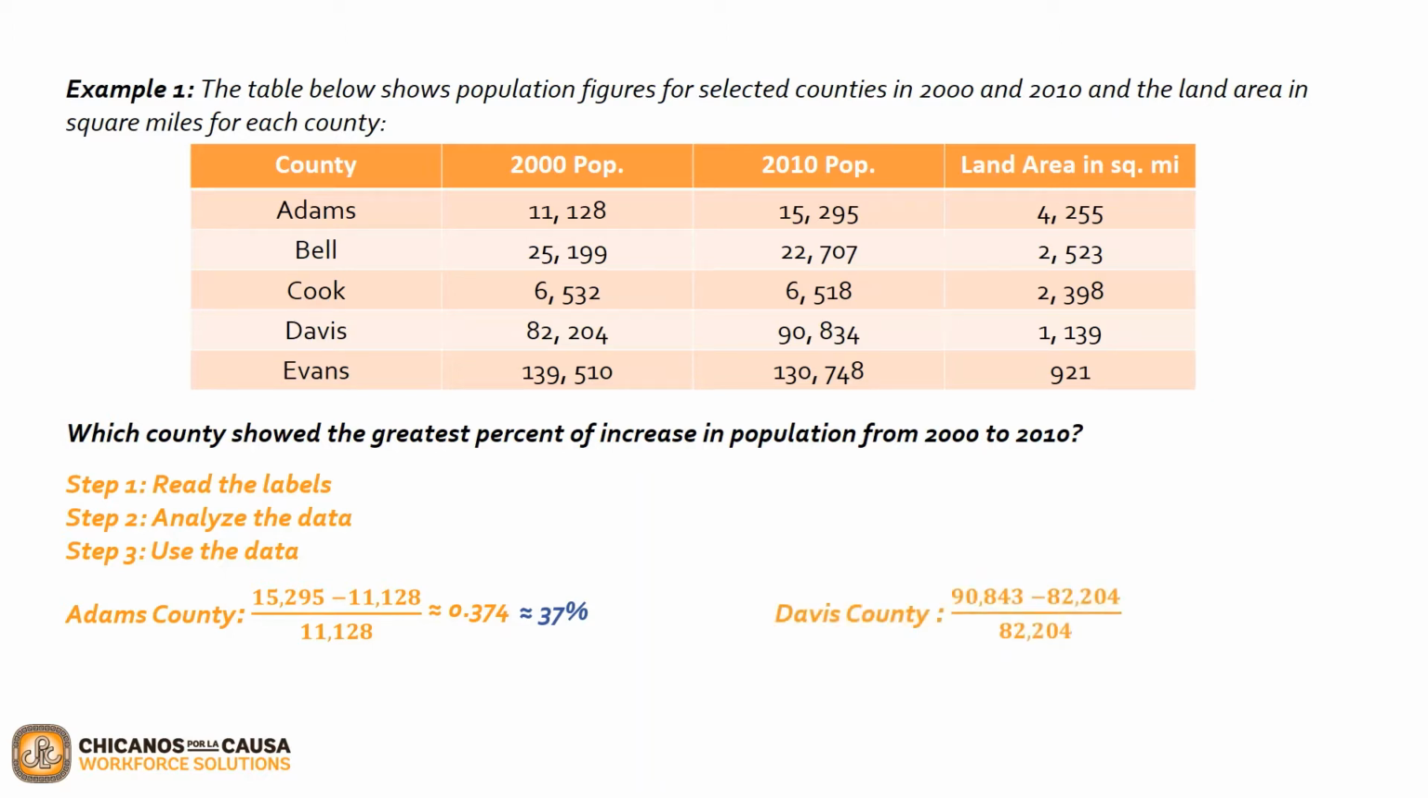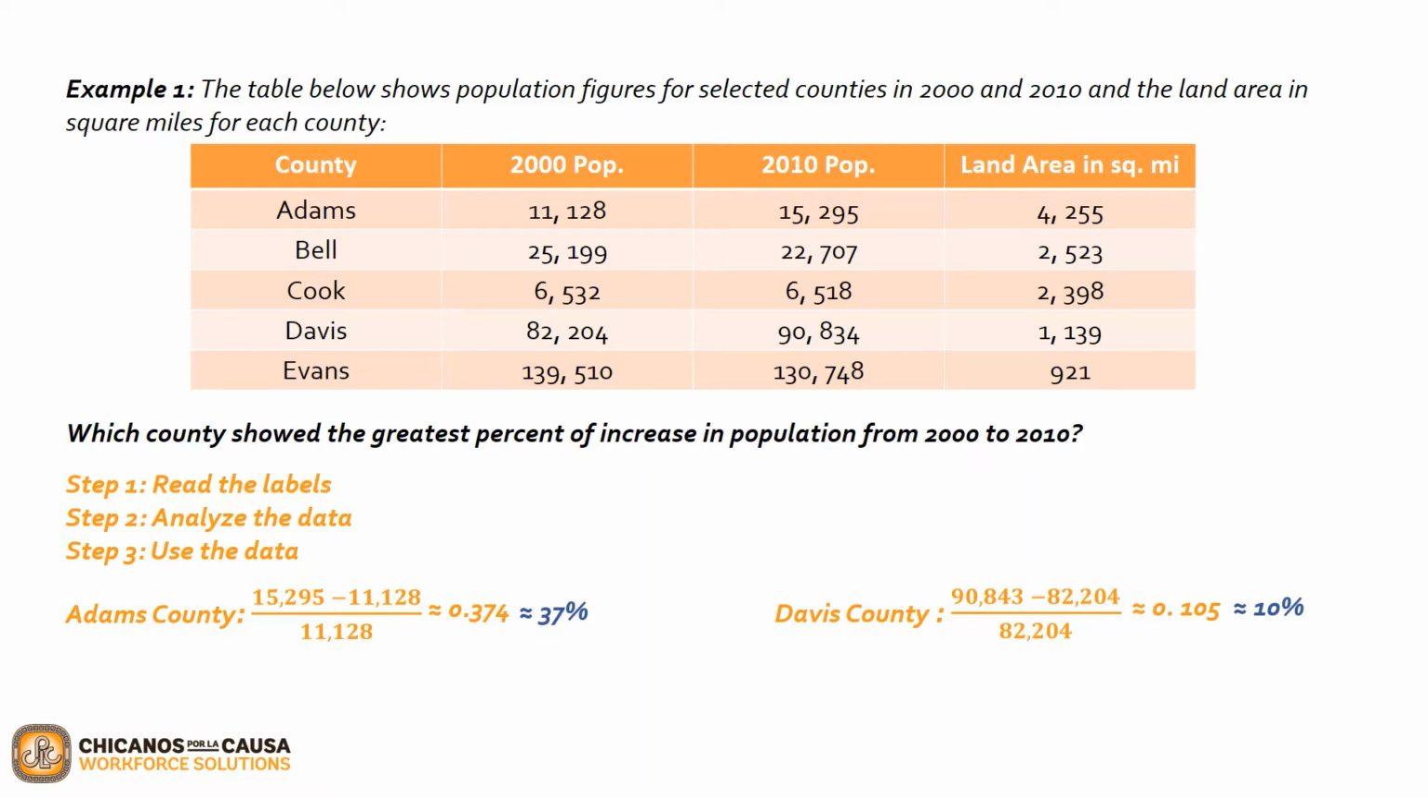Now let's look at Davies County. In 2010, Davies County had a population of 90,834. In 2000, it had a population of 82,204. We're going to do the exact same thing as we did with Adams County. So we're going to subtract the 2000 population from the 2010 population over the denominator of the 2000 population. This gives us a rough decimal of about 0.105, which as a percentage is about 10-11%.